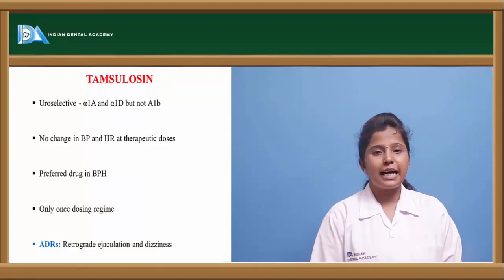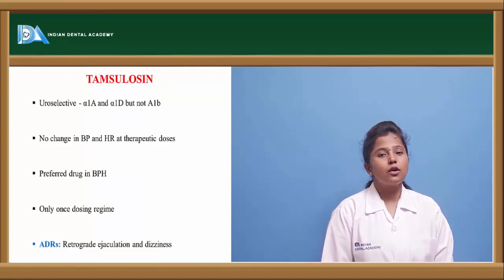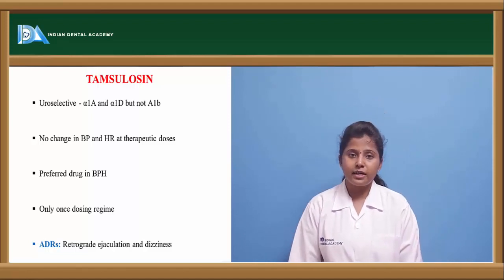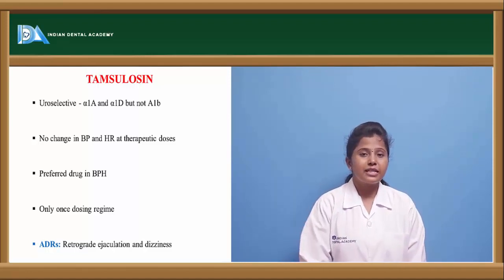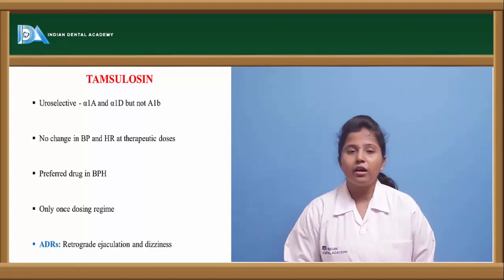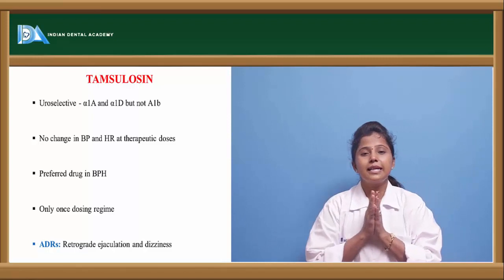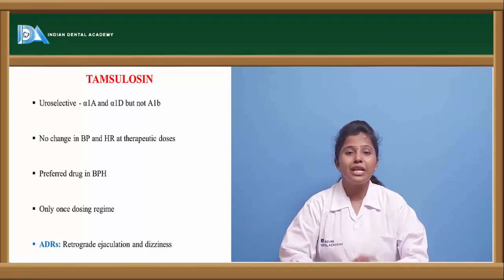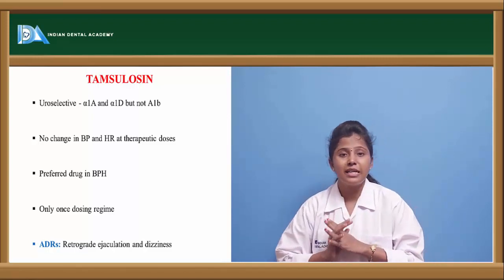The other drug is tamsulosin. Tamsulosin is also one of the alpha-1 receptor antagonists, but it is different from all the other drugs which we have discussed. Here the drug is selective towards only alpha-1A as well as alpha-1D receptors.